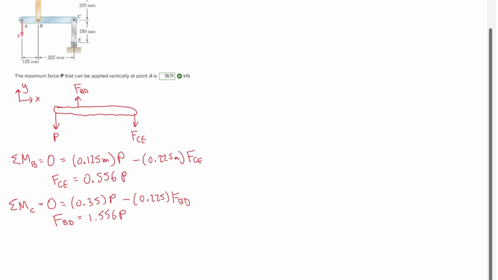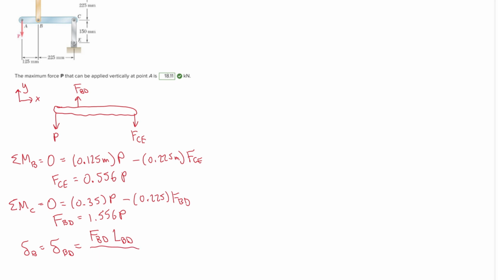What we're going to do next is solve for the deformation in member BD and then also member CE. I'm going to start with BD first. I'm going to call it delta B, but really it's going through BD. And the formula to use for this is the force going through that member, so FBD times the length of that member, LBD, over the modulus of elasticity, which is given to us in the problem statement, times the cross-sectional area of that member. We have all of these things already. We're just going to plug in all our values and solve for this in terms of P.